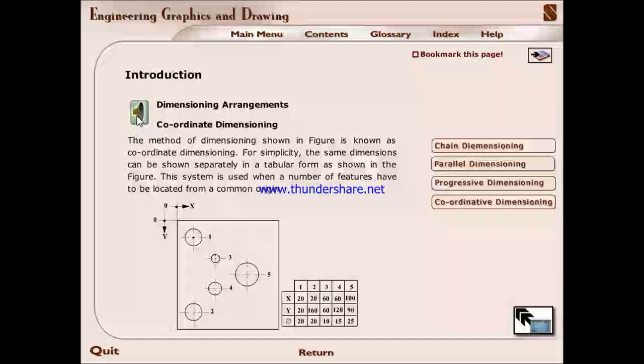Coordinate dimensioning. The method of dimensioning shown in figure is known as coordinate dimensioning. For simplicity, the same dimension can be shown separately in a tabular form as shown in figure. This system is used when a number of features have to be located from a common origin.